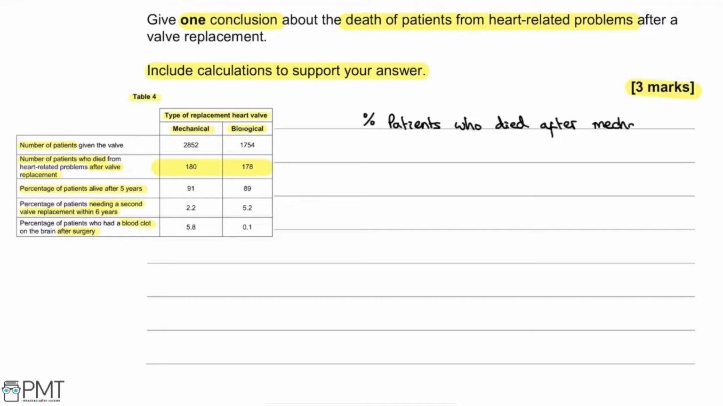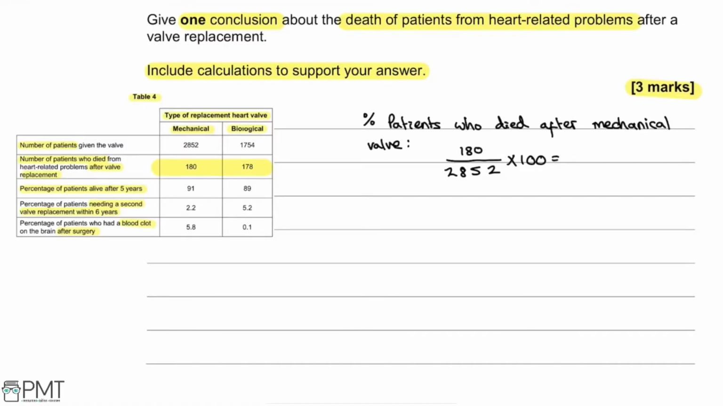So what we've got to do is turn our values into percentages so that they're in a format that we can compare. If we start with those who had the mechanical valve, we'll take that 180, so that's the number who died of heart-related problems, and then we divide that by the total, which is 2,852, so that's all the patients who had the valve, and multiply by 100. So this will give us the percentage of patients who died of heart-related problems after receiving the valve.